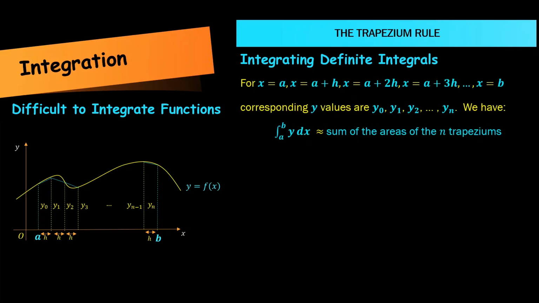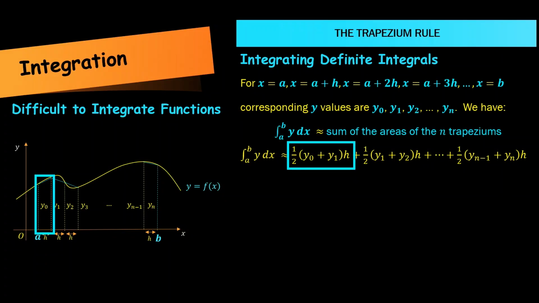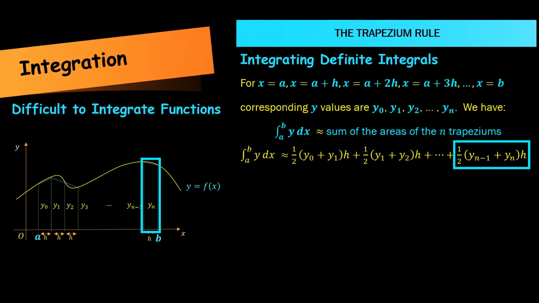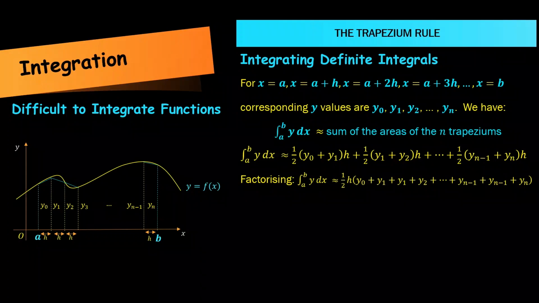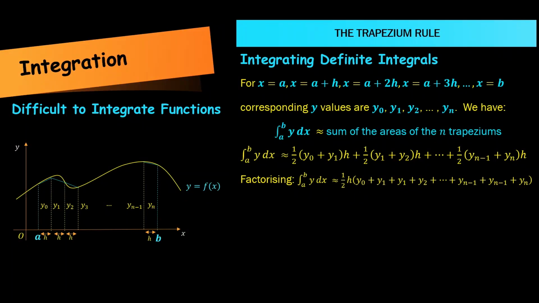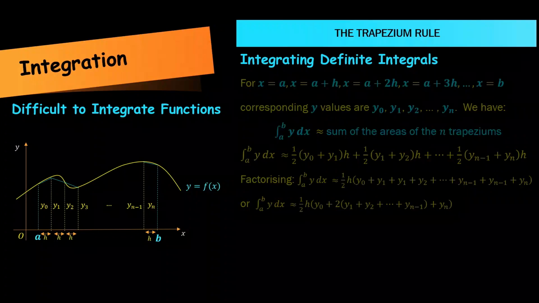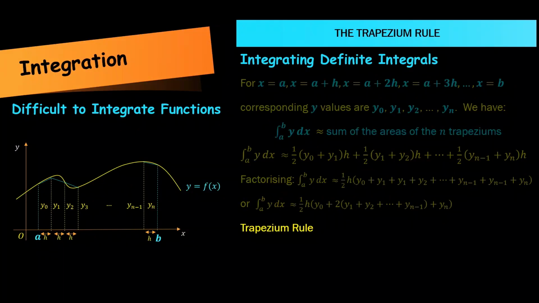So the integral of y between the limits a and b dx is approximately equal to the sum of all these trapeziums. In other words, the first trapezium plus the second plus all the way up to the last trapezium, as shown here. Factorizing gives us this expression, or this one. And so we have the trapezium rule, as shown here.